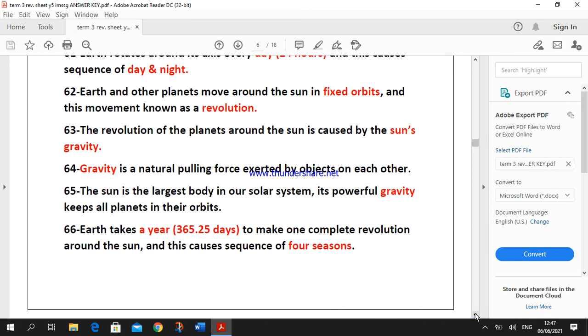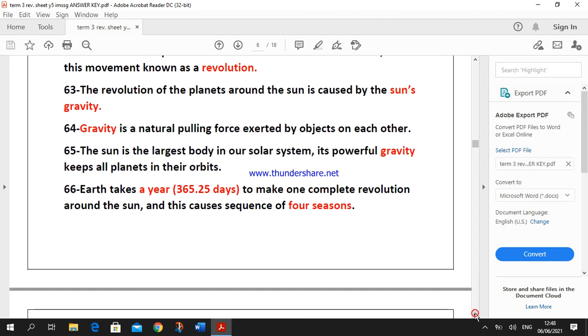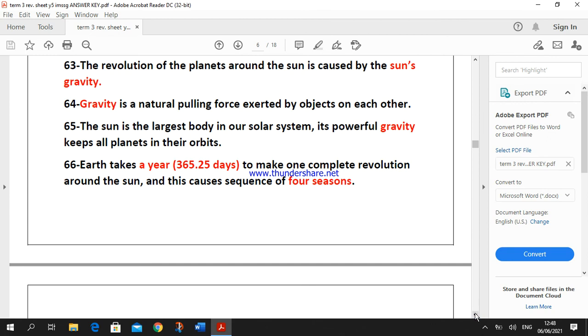63, the revolution of the planets around the sun is caused by the sun's gravity, where the sun owns a powerful gravity that keeps each planet in its orbit. For 64, gravity is defined as a natural pulling force exerted by objects on each other. 65, the sun is the largest body in our solar system. Its powerful gravity keeps all planets in their orbits.